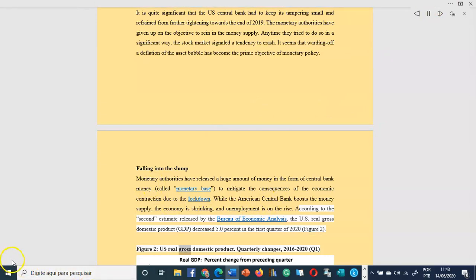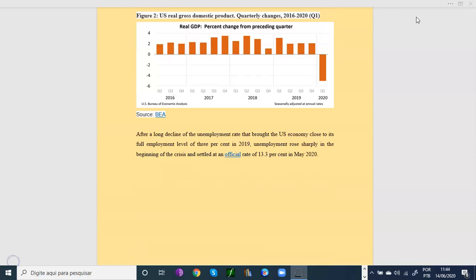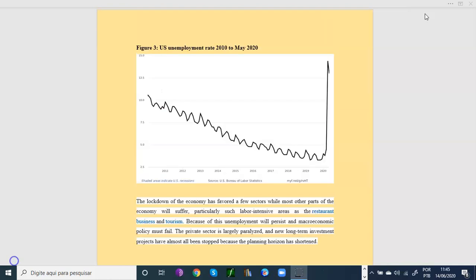Figure 2, U.S. real gross domestic product. Quarterly changes, 2016 to 2020, Q1. Source, BEA. After a long decline of the unemployment rate that brought the U.S. economy close to its full employment level of 3% in 2019, unemployment rose sharply in the beginning of the crisis and settled at an official rate of 13.3% in May 2020.